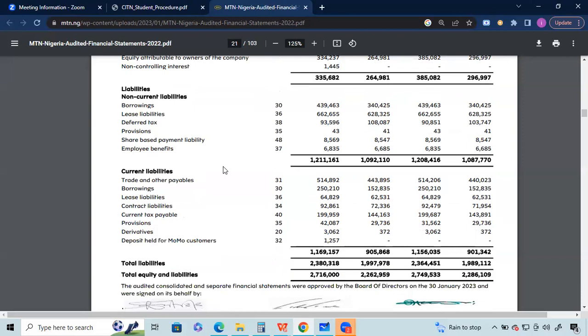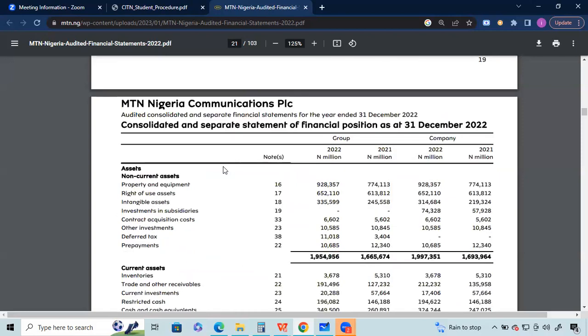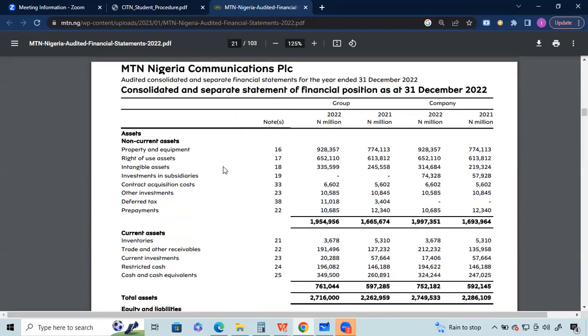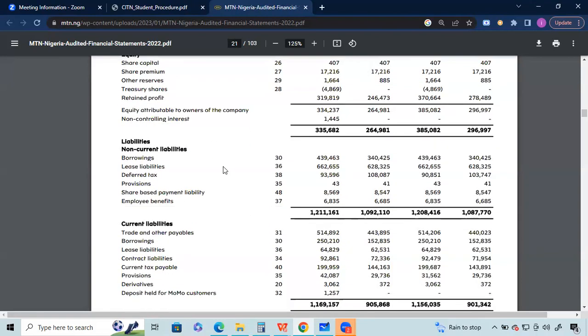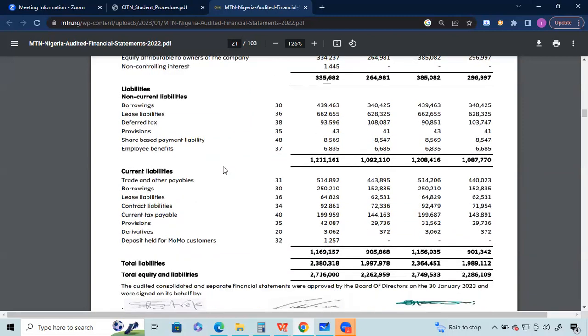Then the third thing that we can find here in this statement of financial position, just like I made mention earlier, there are three elements. How many elements? Three elements of the financial statement are there: assets, liability, and equity. So we have talked about the asset, and talked about the equity. So the last part then is the liability.